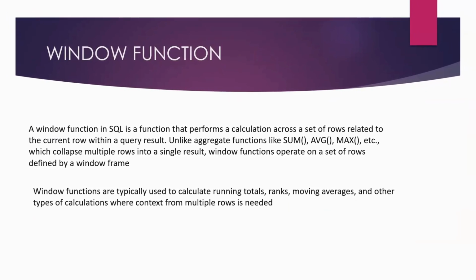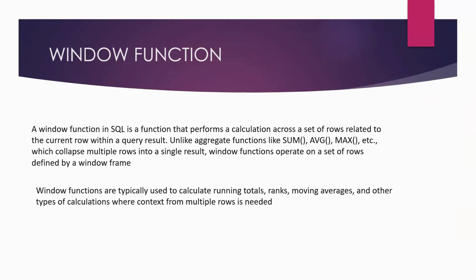A window function in SQL is a function that performs a calculation across a set of rows related to the current row within a query result. Unlike aggregate functions like sum, average, max, etc., which collapse multiple rows into a single result, window functions operate on a set of rows defined by a window frame. Window functions are typically used to calculate running totals, ranks, moving averages, and other types of calculations where context from multiple rows is needed.